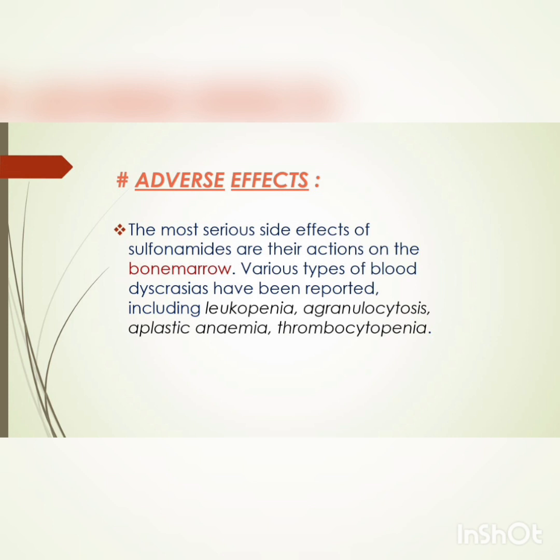And त्याचे इफेक्ट पाहूया. ॲडवर्स इफेक्ट ऑफ sulfone. The most serious side effects of sulfonamides are their action on the bone marrow. Serious types of blood disorders have been reported including leukopenia, agranulocytosis, aplastic anemia and thrombocytopenia.